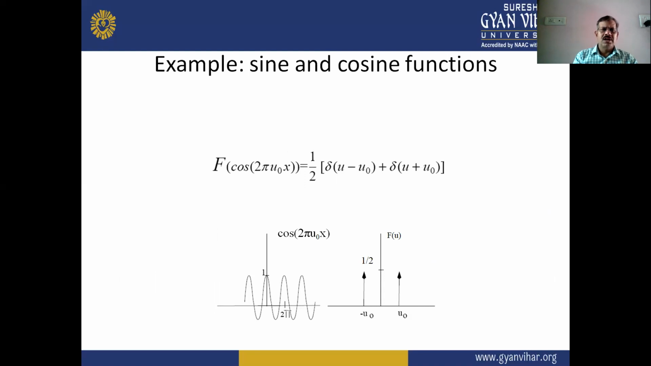And these are the examples of sine and cosine functions. The Fourier transform of the cosine function cos 2 pi u naught x equals 1 by 2 into delta(u minus u naught) plus delta(u plus u naught). So that is the example of cosine, and this is also represented in these two figures. The first one is the cosine function and the second one is the Fourier transform of this cosine function.